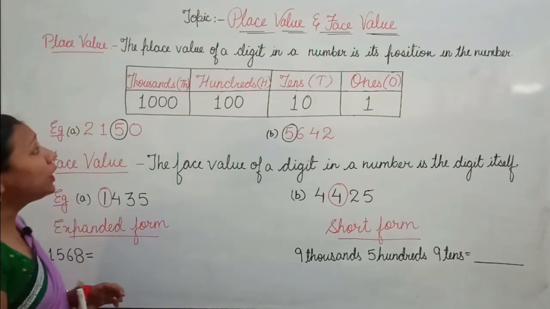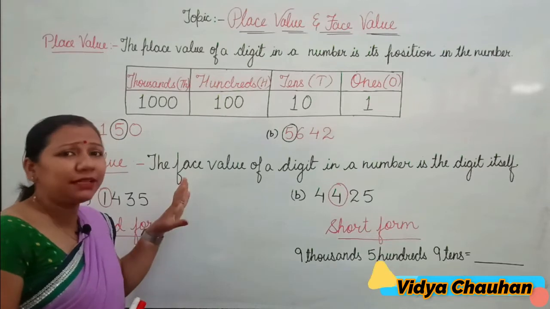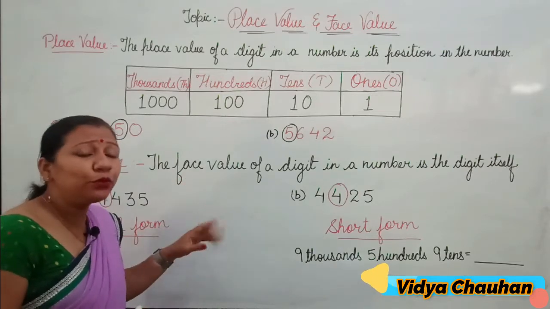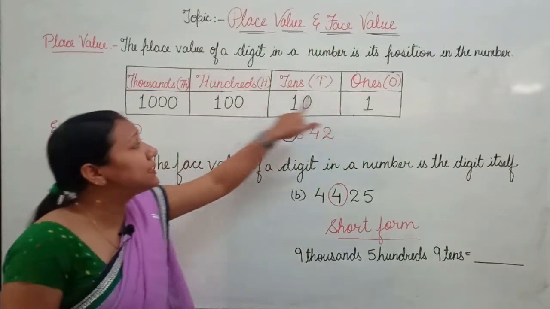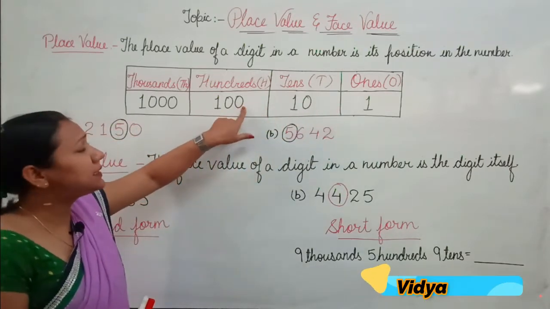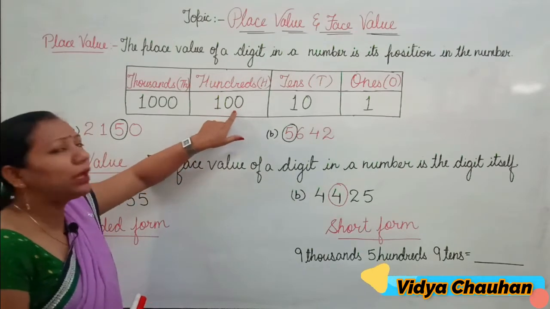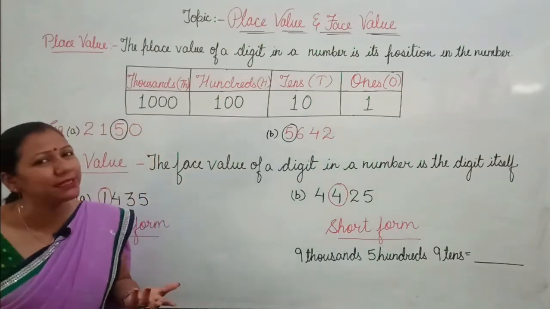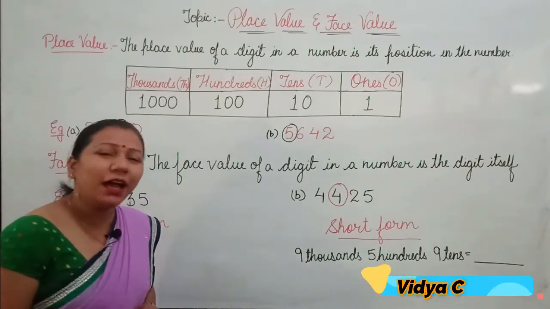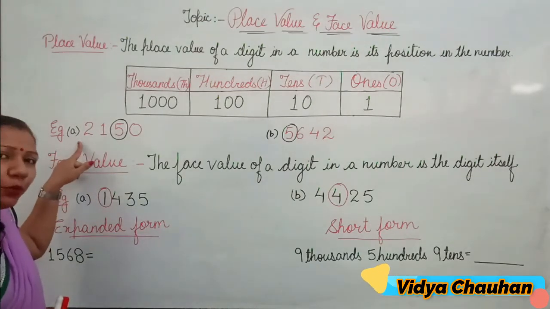Okay students, now if we have to find the place value of any digit in a number, what you have to do, very first find out at which place the digit is. Suppose the digit is at 100 place, so you have to multiply 100 with the particular digit and you will get its place value. Let's see how to do this. Here I have taken few examples from your book exercise.